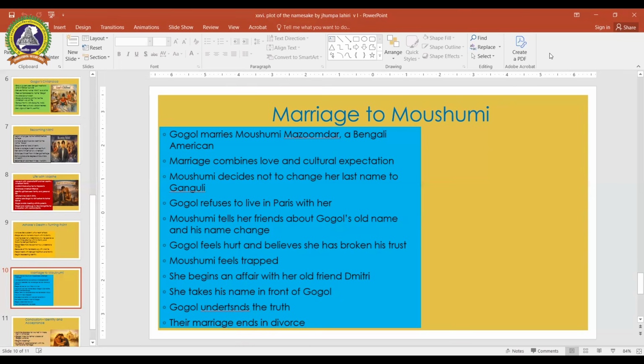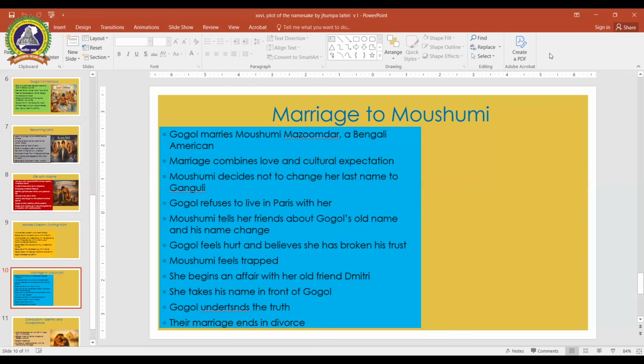However, their marriage begins to have problems. First problem, Moushumi decides not to change her last name Mazumdar to Ganguly. Secondly, when Moushumi and Gogol travel to Paris, Moushumi talks about living in Paris, but Gogol feels uncomfortable. Gogol feels that he is out of place, out of home. Thirdly, at a dinner party, Moushumi tells her friends about Gogol's old name and about Gogol's recent name change. Gogol feels hurt and believes that Moushumi has broken his trust.